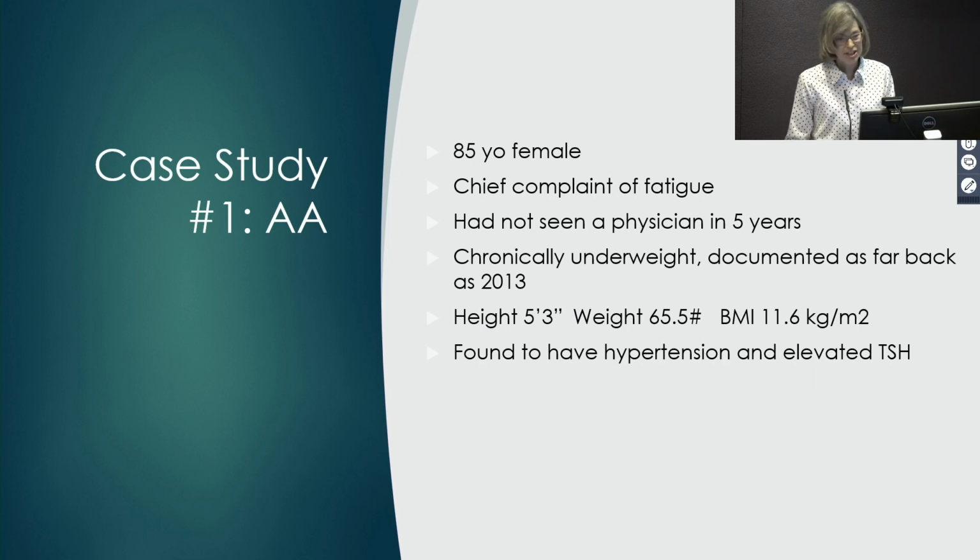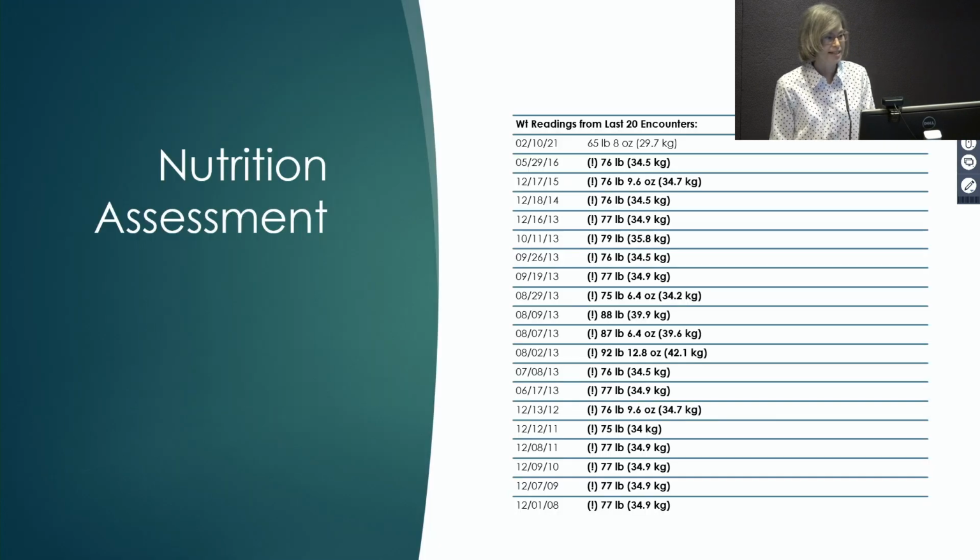But she hadn't seen a physician in 5 years. She was documented when they looked back at her records to be underweight chronically as far back as 2013. She came in with a height of 5'3" and a weight of only 65.5 pounds, giving her a BMI of 11.6. She was found to have hypertension and an elevated TSH, so I think that's what actually got her admitted to observation status.